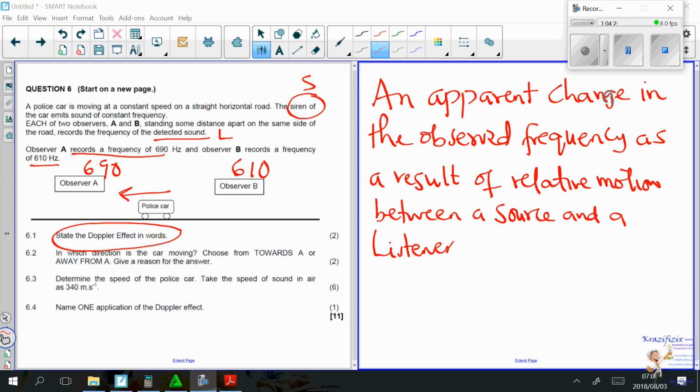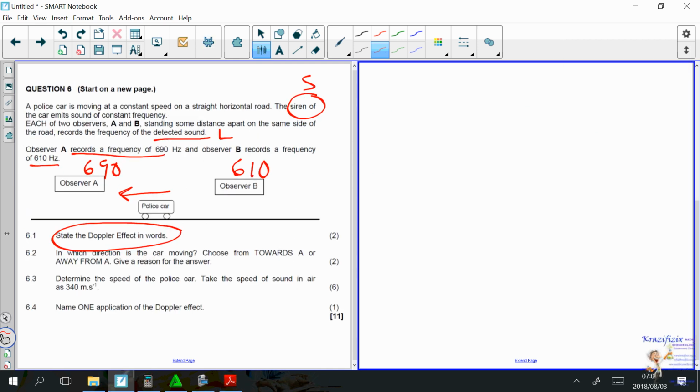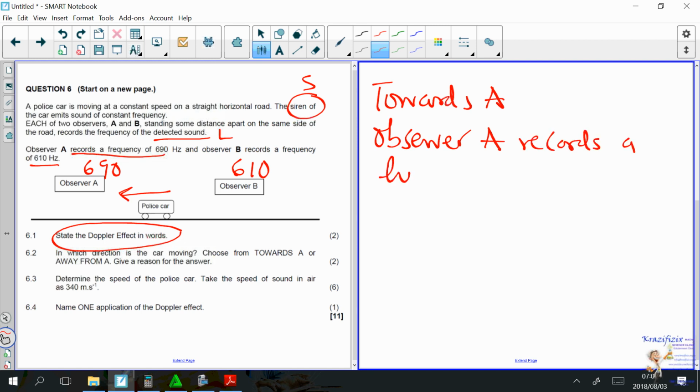Oh, already we answered 6.2. In which direction is the car moving? Choose from towards A or away from A and give a reason for your answer. What's our answer? It's towards A. And why will it be towards A? Observer A records a higher frequency. And that's your answer there.